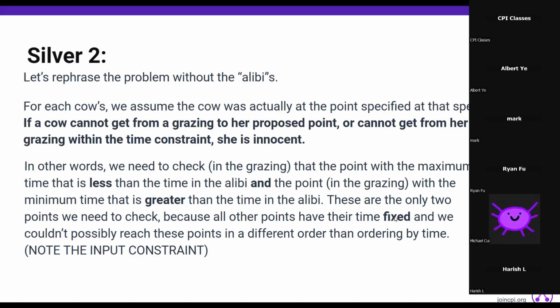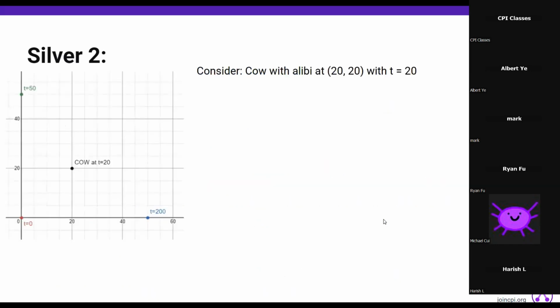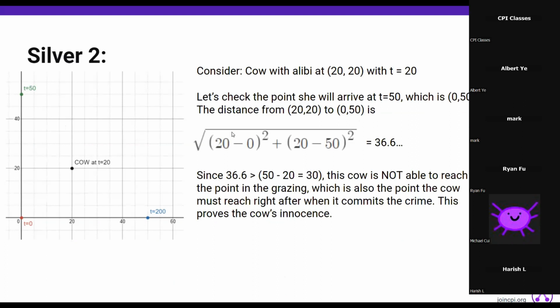And if you remember, the input constraint says that a cow is guaranteed to be able to move to all the grazings in the time constraint. So again, a cow is able to get from 1 point to another if and only if the Euclidean distance between the points is less than or equal to the time difference. All right, now let's do an example. So consider a cow with alibi at point (20, 20), which is the black dot, at time equals 20. So first, let's check the point that it will move off to the grazing.